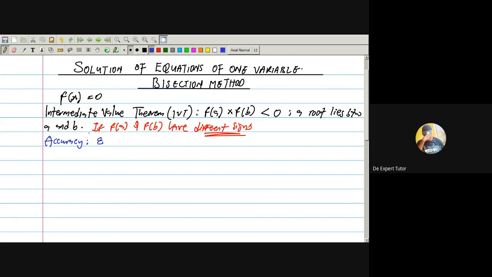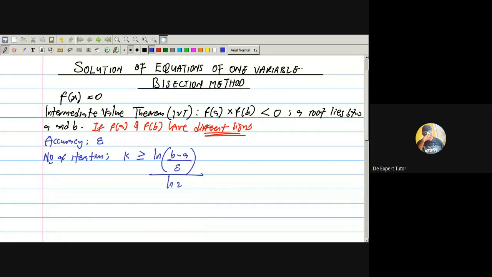Okay, good. So pay attention. Whenever they give you accuracy, how do we get the number of iterations? Let me say the number of iterations is k. Pay attention. This k is greater than or equal to ln of (b minus a) all over the accuracy, then divided by ln 2. This is how to find it.